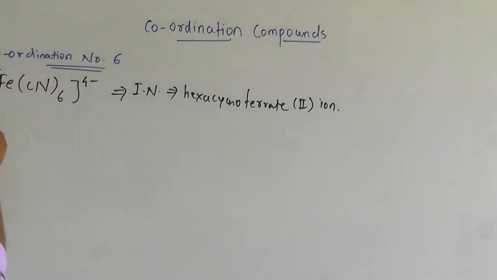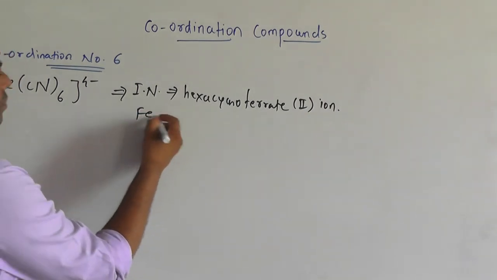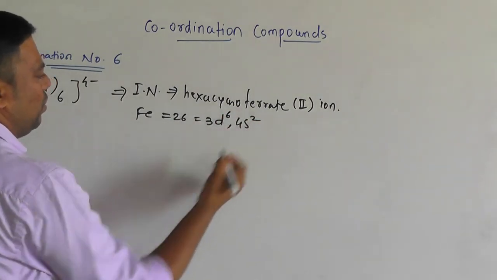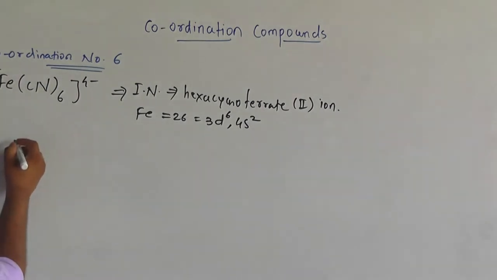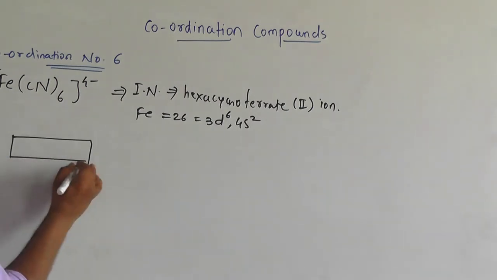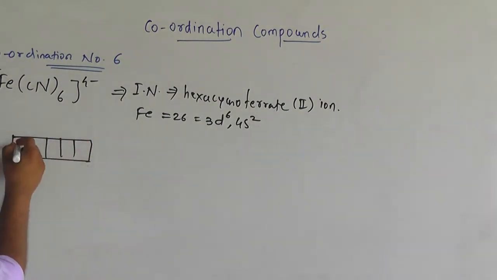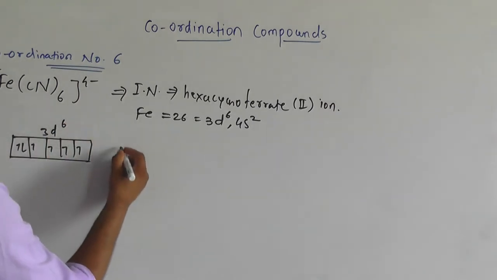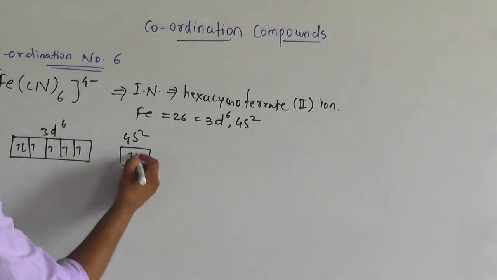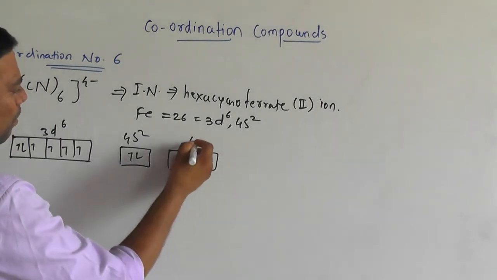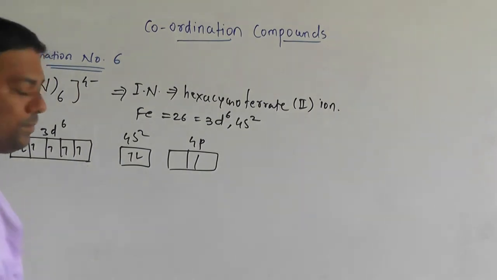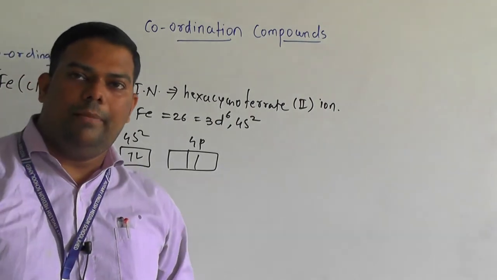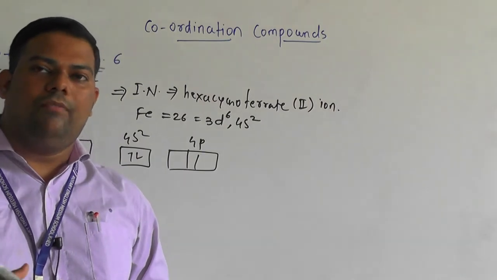So we will write here for iron. As you know, beta, iron has atomic number 26, so the configuration is 3d6 4s2. Whenever we write normal iron, we draw the 3d subshell as 1, 2, 3, 1, 2, 3, 4, 5, 6. Now 4s2, and we show 4p as empty. Understood why we take it as empty? Because we need it for further hybridization, since it depends on the number of ligands.